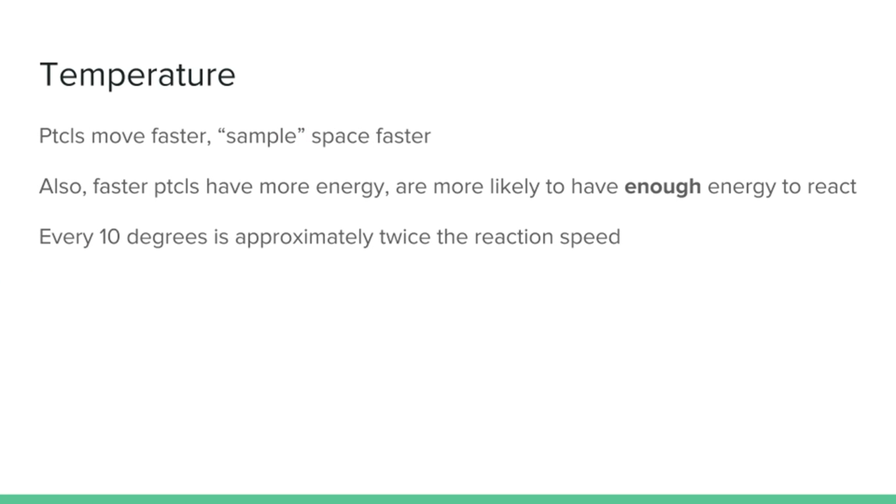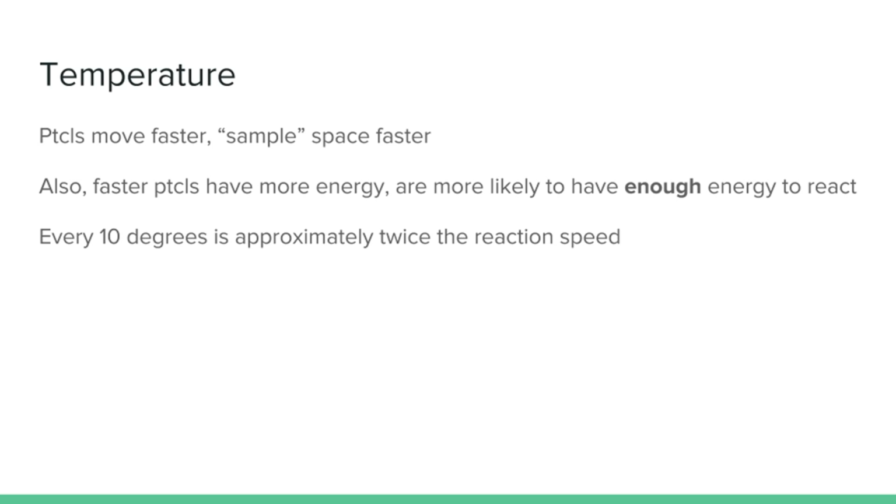Remember from kinetic molecular theory, talking about gas. The same is true of a liquid, albeit at a slower pace, just because liquids are denser and lower temperature, typically. But they're still sampling space. They're exploring the space around them. If they're moving faster, they're able to do that exploration faster. So they're more likely to encounter the things they need to encounter in order to react.